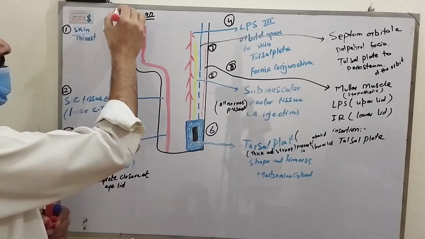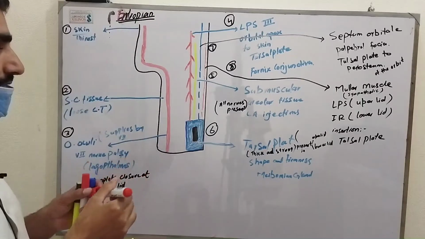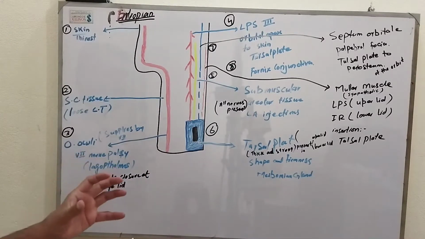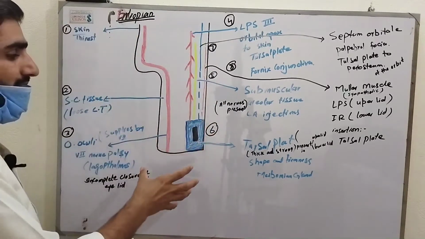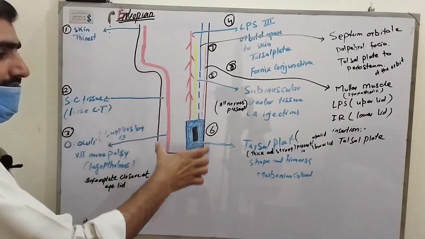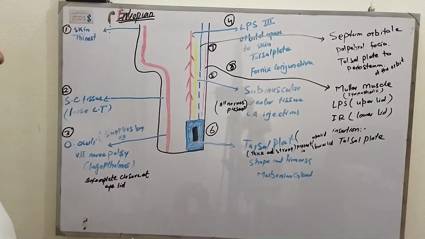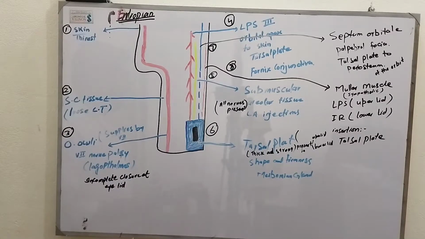It is an important topic we are going to discuss. Therefore, before studying entropion, I want to give you a little bit of detail of the anatomy of the eyelid. When you understand the anatomy of the eyelid, you can easily understand entropion, the causes of entropion, and the way of treatment of entropion. First of all, I want to explain the anatomy of the eyelid.